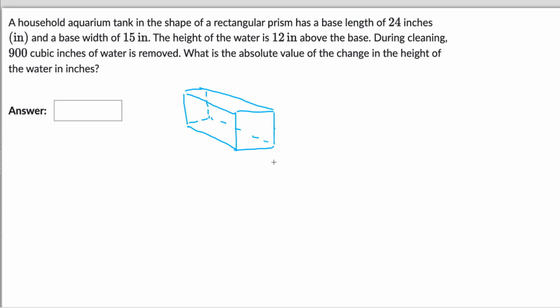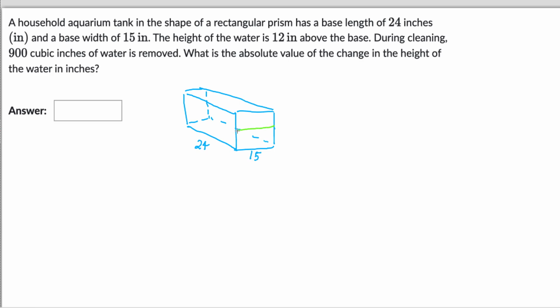Okay, it has a base length of 24 inches. So let's say that that's the 24 inches, and a base width of 15 inches. As you can see, I already switched up these dimensions. I'll switch them back because it looks like the longer side is along here. Okay, 15. And the height of the water to start is 12 above the base.